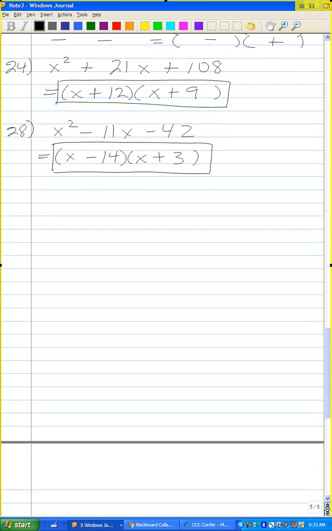Let me do problem number 32. X squared minus 6x minus 135. And so let me drop down the minus times minus is plus. I want to find two whole numbers whose product is 135 and whose difference is 6, 15 and 9.